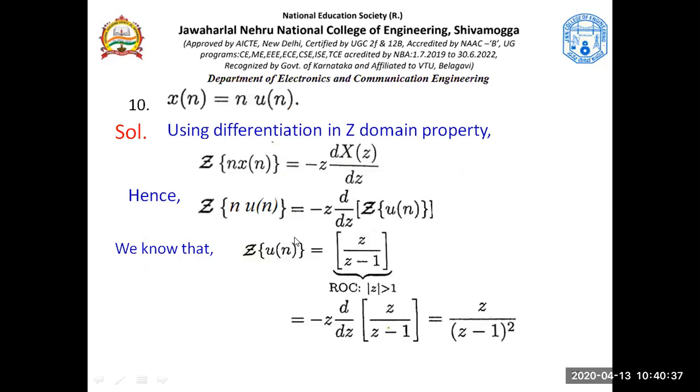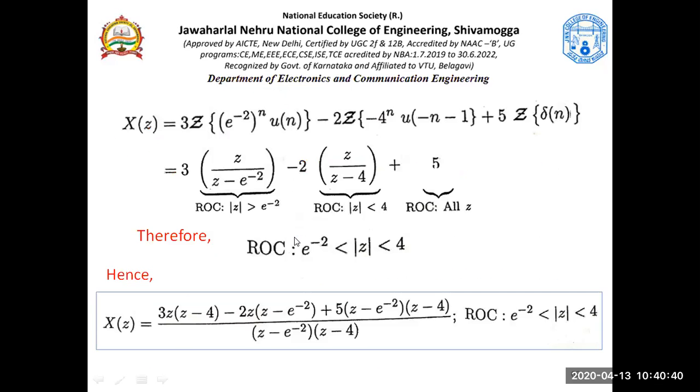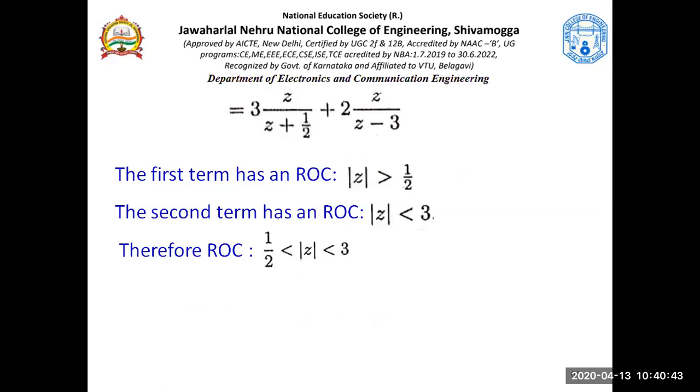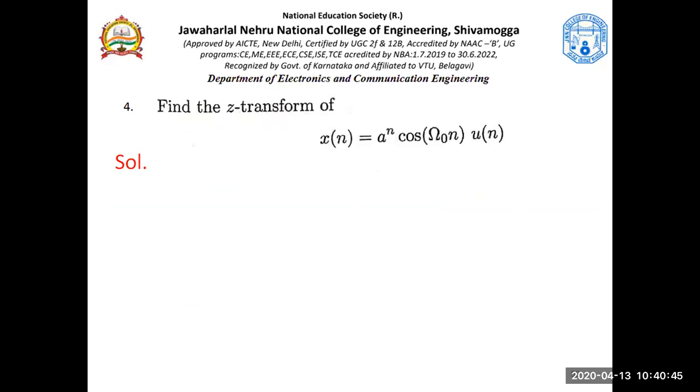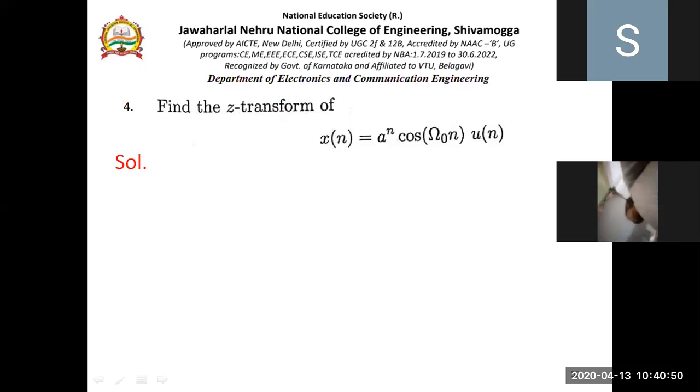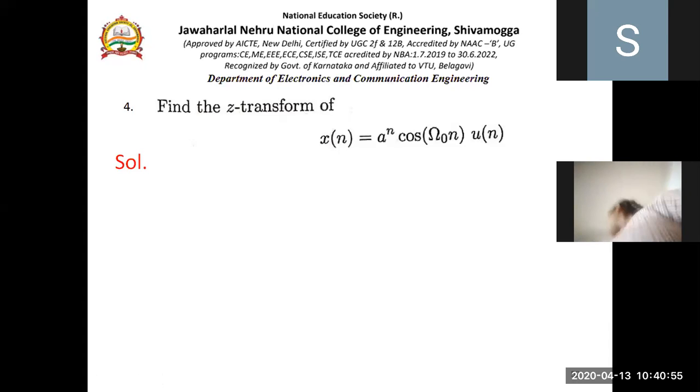Okay, so we have another problem left out. Let me take that using the properties. Yeah, that is the Z transform of a^n u of n. Now let's see a^n cos omega naught n u of n. So a sinusoidal signal is there. How can we find the Z transform of this using the properties is the question.